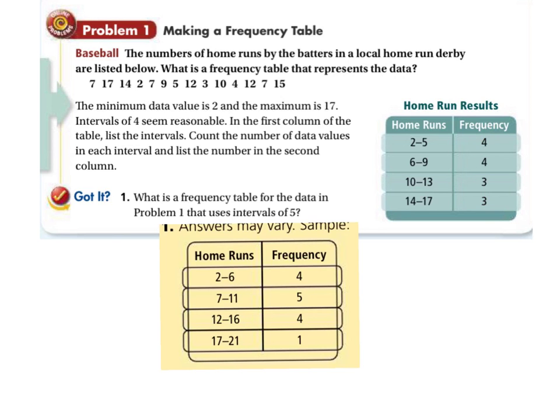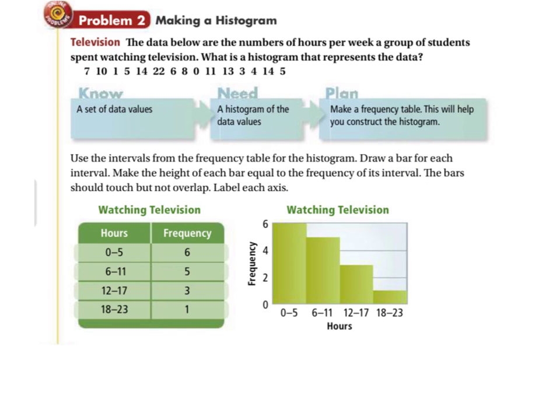So, alrighty. So now you've made a frequency table. Time to turn it into a histogram. So the data below are the numbers of hours per week a group of students spent watching television. What is a histogram that represents the data? So first thing you have to do, again, decide your intervals. You get to decide that. Remember to count 0, 1, 2, 3, 4, 5, 6, 7, 8, 9, 10, 11. Right? These are intervals of 6, not 5, as you might want to think.